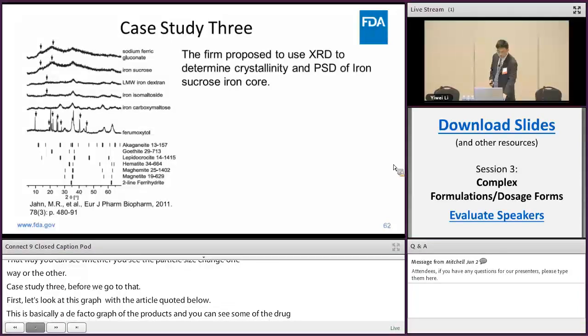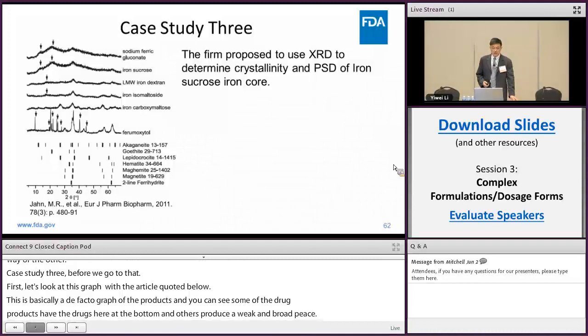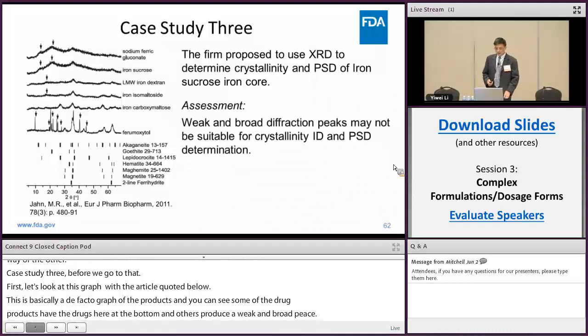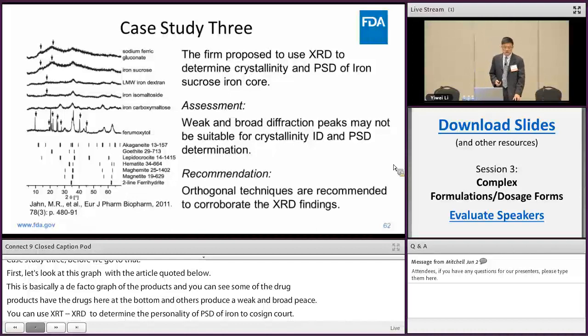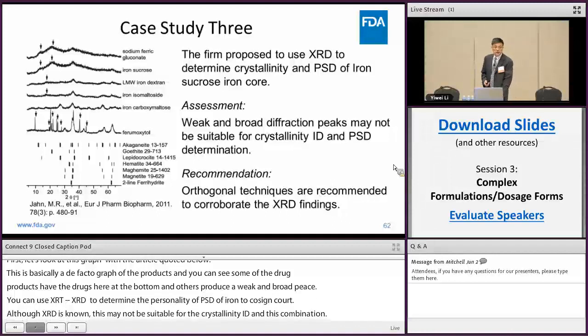The firm proposed to use XRD to determine the crystallinity and particle size distribution of iron sucrose iron core. Well, although XRD is known and is probably commonly used for this type of task, for this specific drug product, the weak and broad diffraction peaks, as I shown on the left side, may not be suitable for crystallinity ID and particle size distribution determination. Therefore, we recommend the firm to use orthogonal techniques to corroborate the finding they have in the XRD experiment.